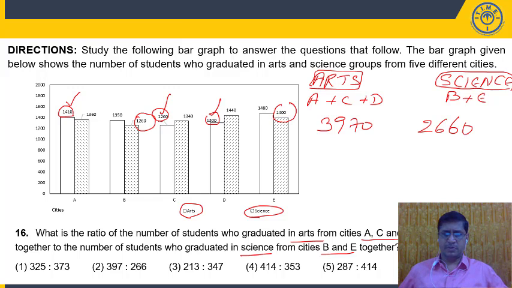So what is the cancellation? Now 0 to 0 we can cancel, no further cancellation. The ratio here is 397 is to 266. Right choice is option number 2. Second choice is the right choice. Okay.